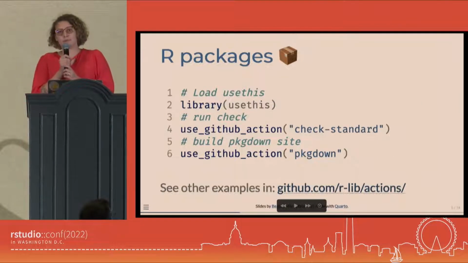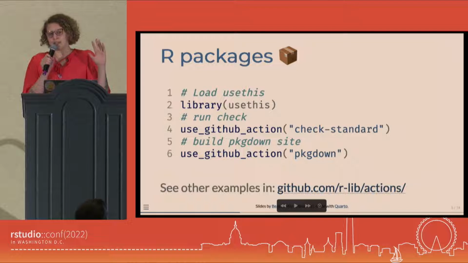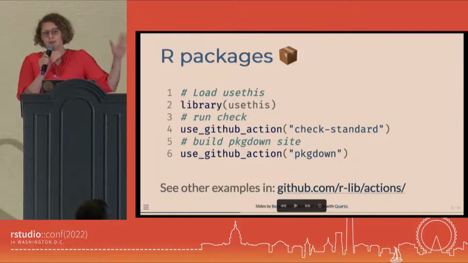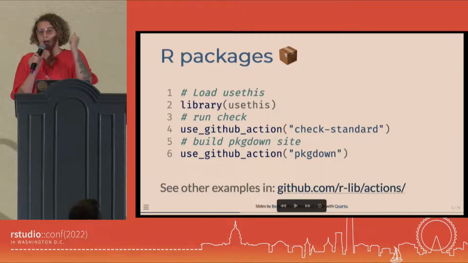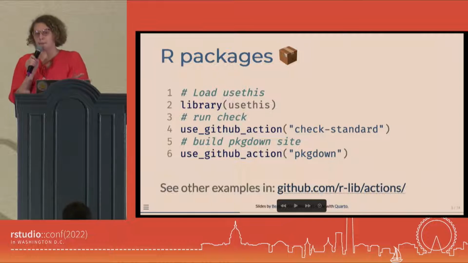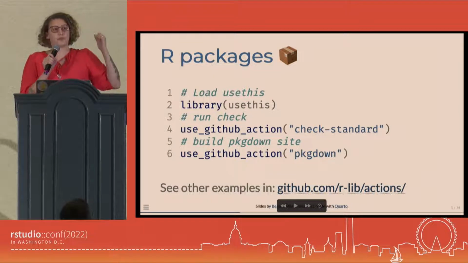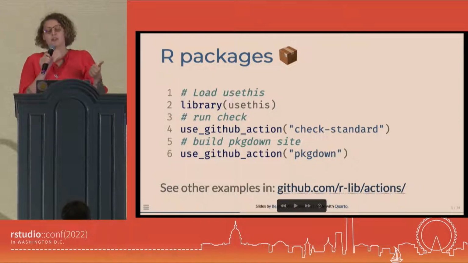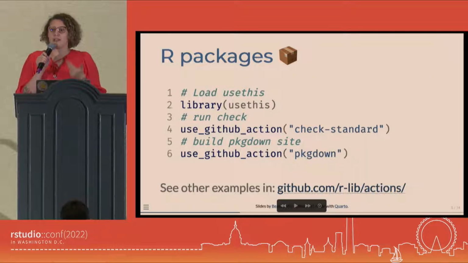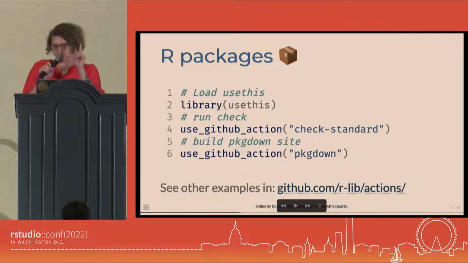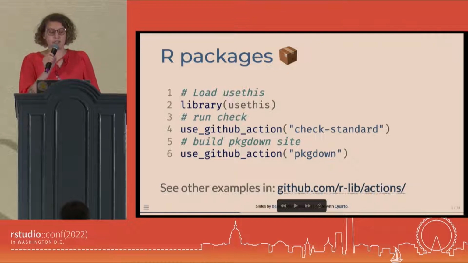GitHub Actions has been heavily used by our package developers for running checks on packages, building the package website and documentation. And if you are a package developer, you can easily do that using usethis, which is my favorite package. And you can also see a lot of other examples in this awesome r-lib actions repository.